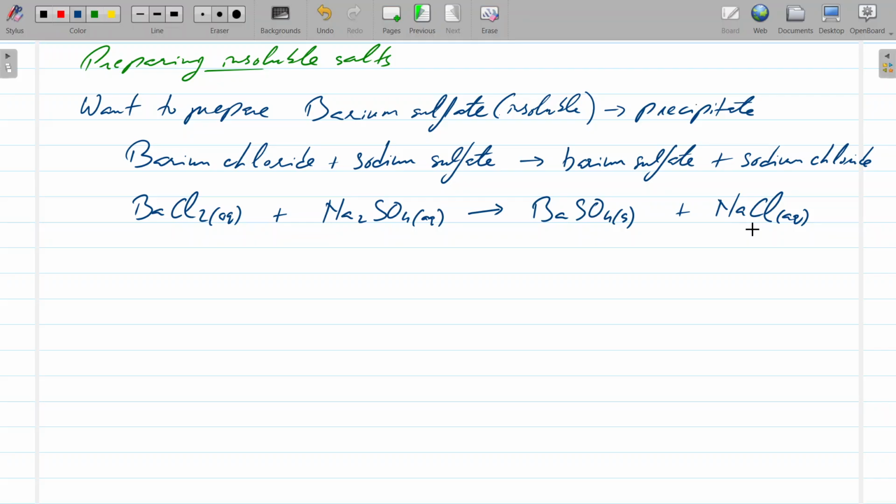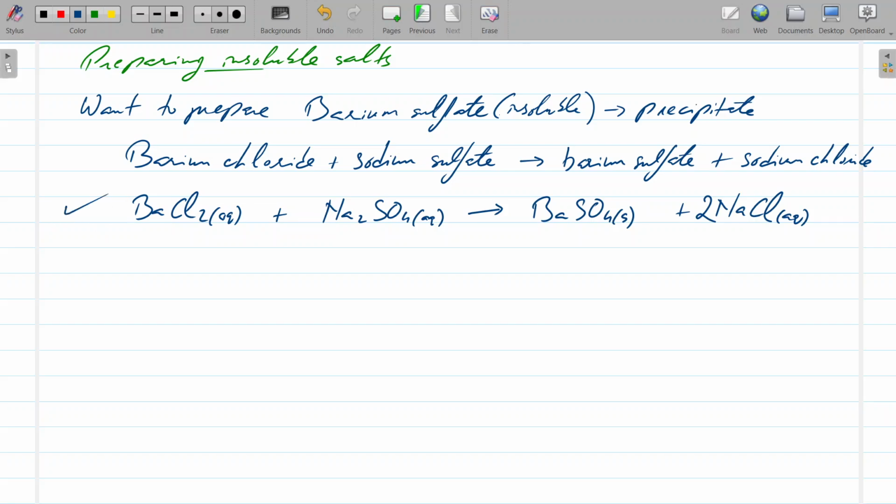Aram, would you like to balance this? Yeah, go ahead. There are two chlorines on the reactant side and one chlorine over here. There are also two sodiums on the reactant side, so we need two over here. All right, that's all we need to balance it. That's balanced.